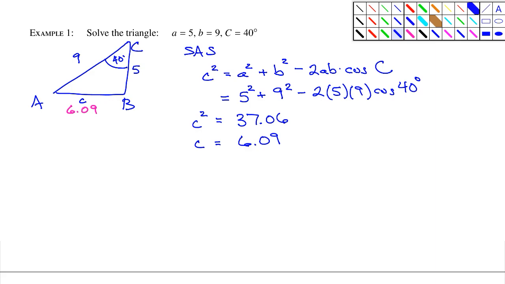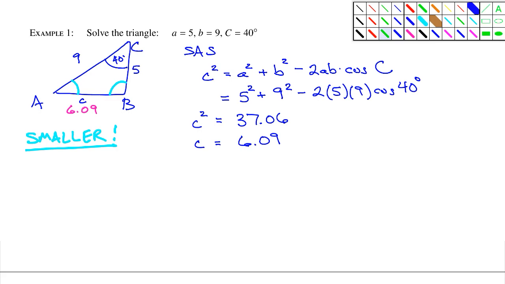Now, we need to find another angle, and the question is, which angle should we go for? Should we go for angle B, or should we go for angle A? And this is where it gets a little bit tricky. The answer is you should go for the smaller angle when you're doing the law of cosines and then going into the law of sines. And the reason is because of the following.